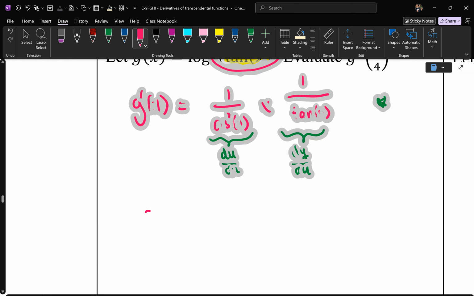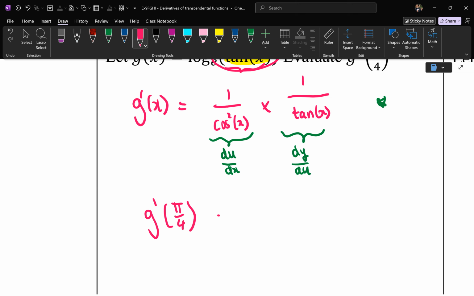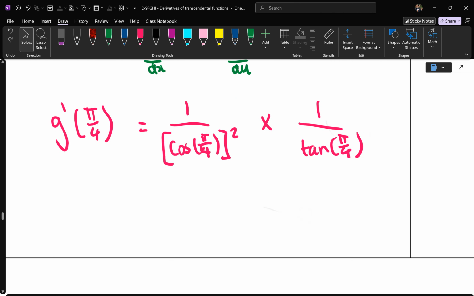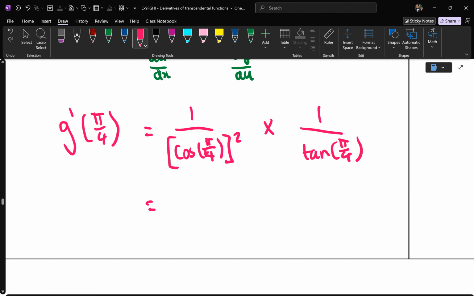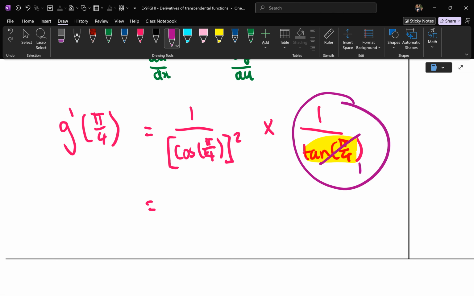I wouldn't bother because they're asking for the derivative of the function at pi on 4. So really, it's asking you to just sub pi on 4 in. So cos of pi on 4, whatever that is, you're going to square it, times by 1 on tan of pi on 4. Here we go. What is tan of pi on 4? Exact values. Use my hand method or whatever method you want to remember, but you have to know that. Tan of pi on 4 is 1. So really, this is all multiplying by 1, so you can kind of ignore that.